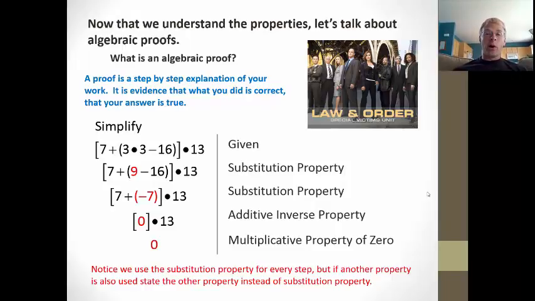If we're using both, just write the other property. Just write additive inverse property or multiplicative property of 0. You don't have to put both down. And you do have to identify the other property. If you just put substitution property for every step and left out additive inverse and the multiplicative property of 0, you would lose points in that. We want to know that you're really understanding the properties that we're using here.